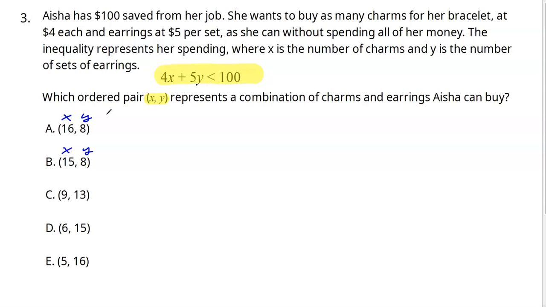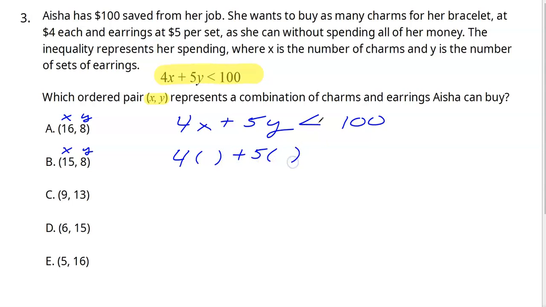So let's start with A. Let me rewrite this. We've got 4x plus 5y is less than 100. That's something you're just going to have to study and practice. That means less than, this means greater than. Now, what I'm going to do is rewrite this again. I'll put 4 parenthesis x plus 5 parenthesis y is less than 100. So I'll put in some value for x here and some value for y here and see if it's less than 100.